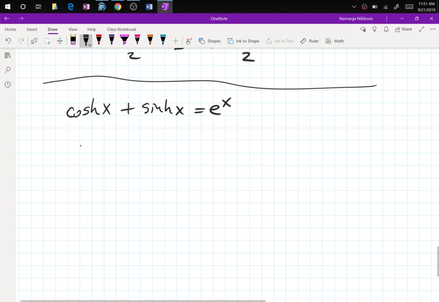So we know that the cosine is going to be given as e to the x plus e to the negative x divided by 2 plus e to the x minus e to the negative x divided by 2.